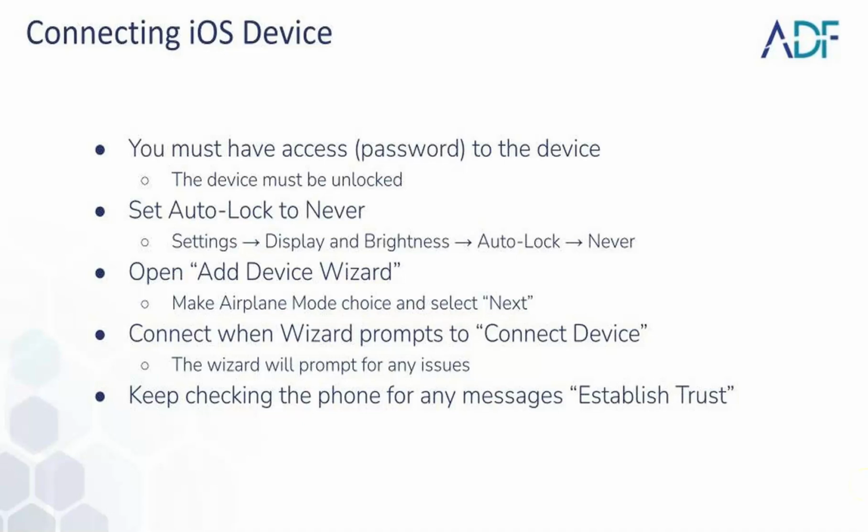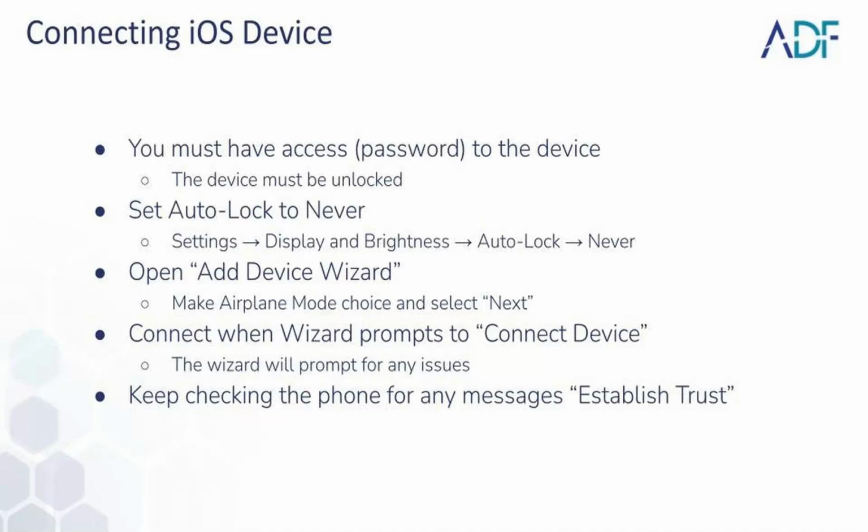Next, you're going to open the Add Device wizard in ADF Pro or MDI, and the first thing you need to do is make your airplane mode choice. And it is a choice. It's up to policy and procedure and what you're trying to get off or do with that device. Once you've made that choice, you're going to hit Next.